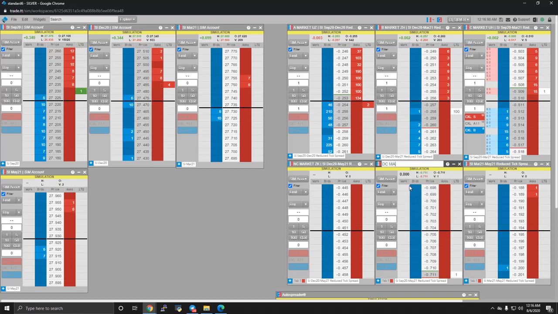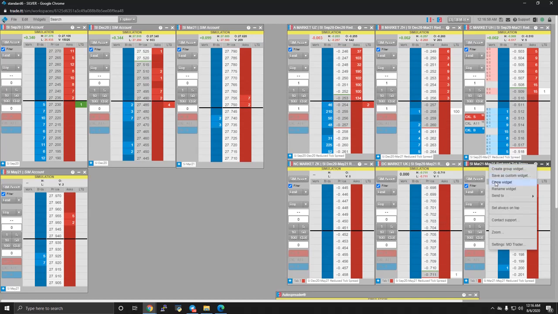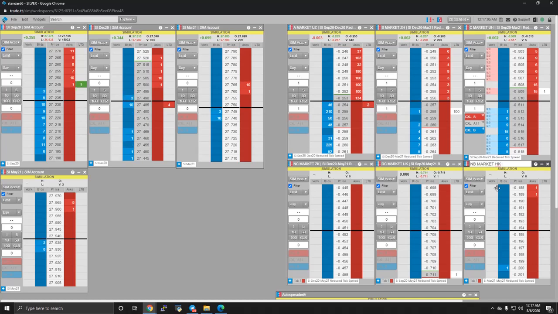This is the double C market, UK, which is SEP May, and then this is the new B market, and that's going to be the March May calendar spread. So now we can really see this well.